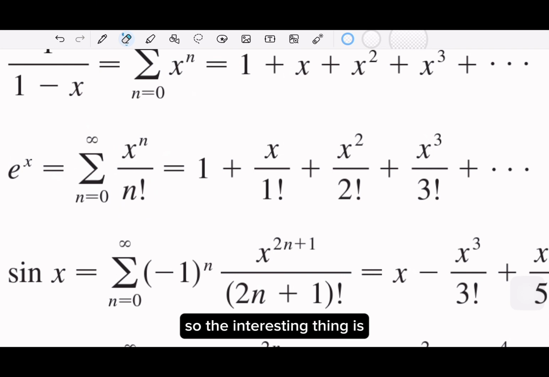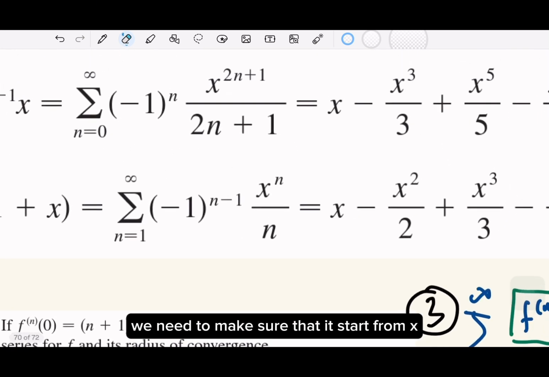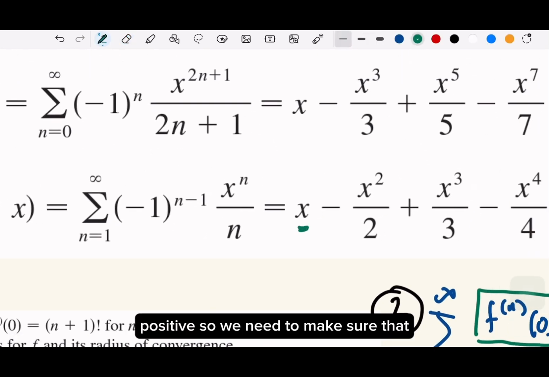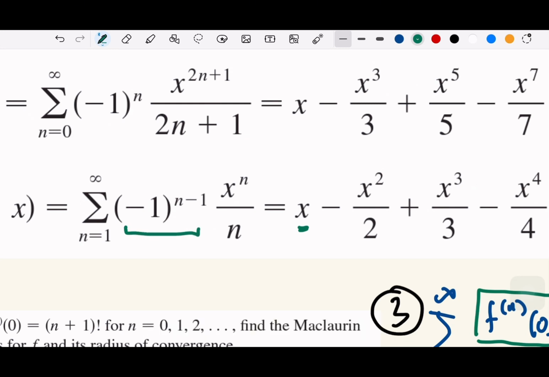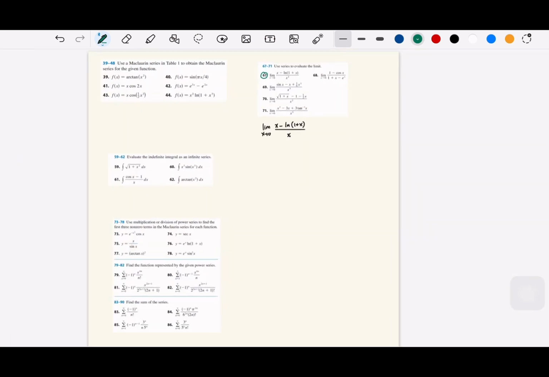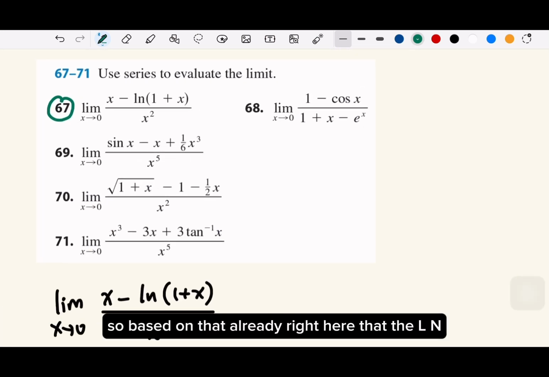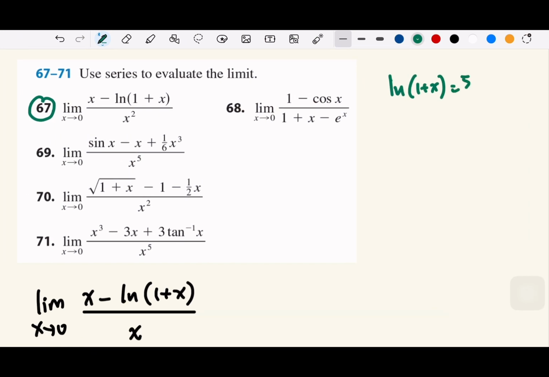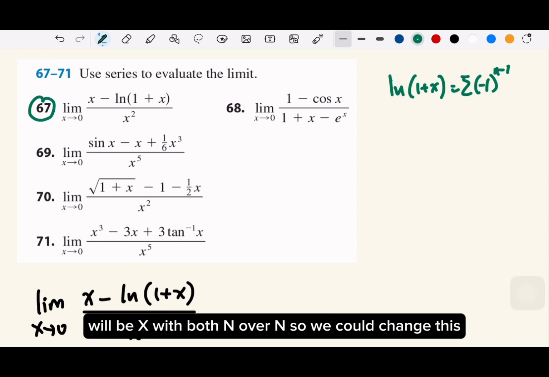So the interesting thing is we need to make sure that it starts from positive, so that the alternating series is correct. So it's positive, negative, positive, negative, not negative, positive. So it starts from positive. So we can write, based on that, that the ln will be x to the power of n over n, like that. So we could change this.